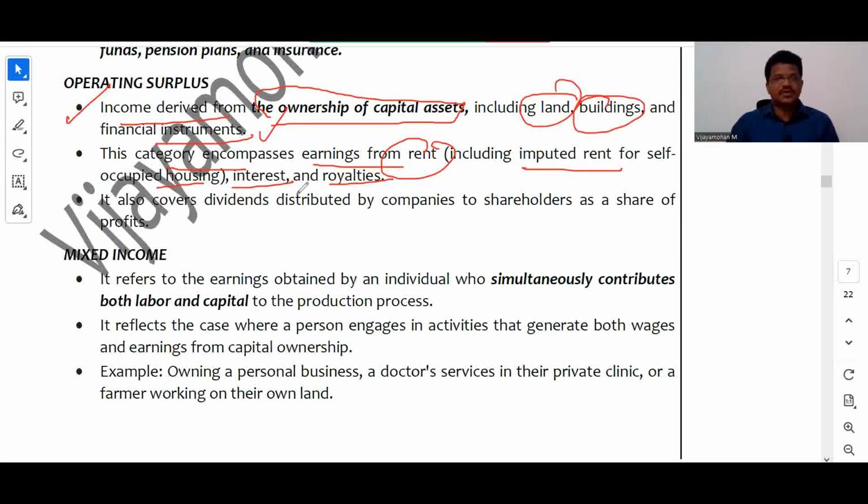I already told you what is the meaning of imputed rent and imputed interest, right? It also covers dividends which are distributed by companies to shareholders as a share of profit. So it also includes profits also, okay?